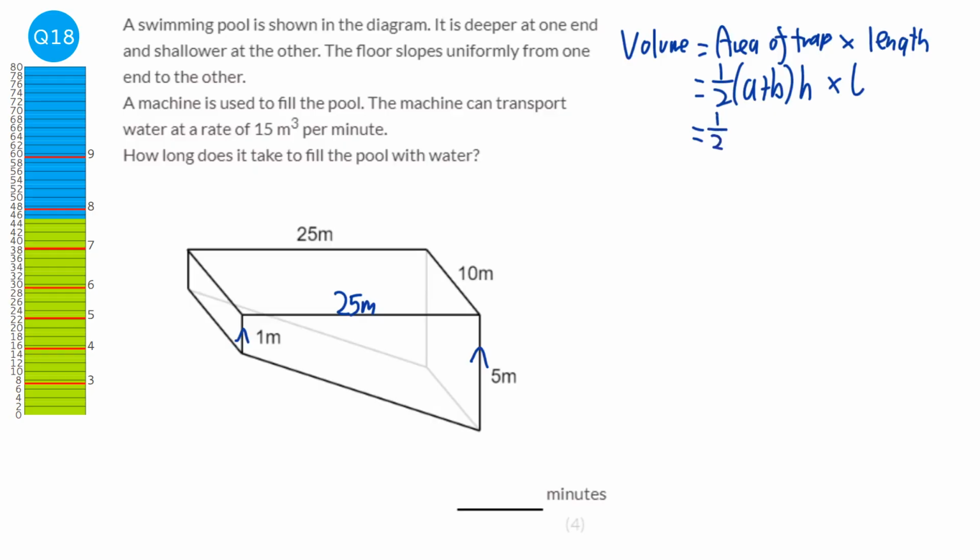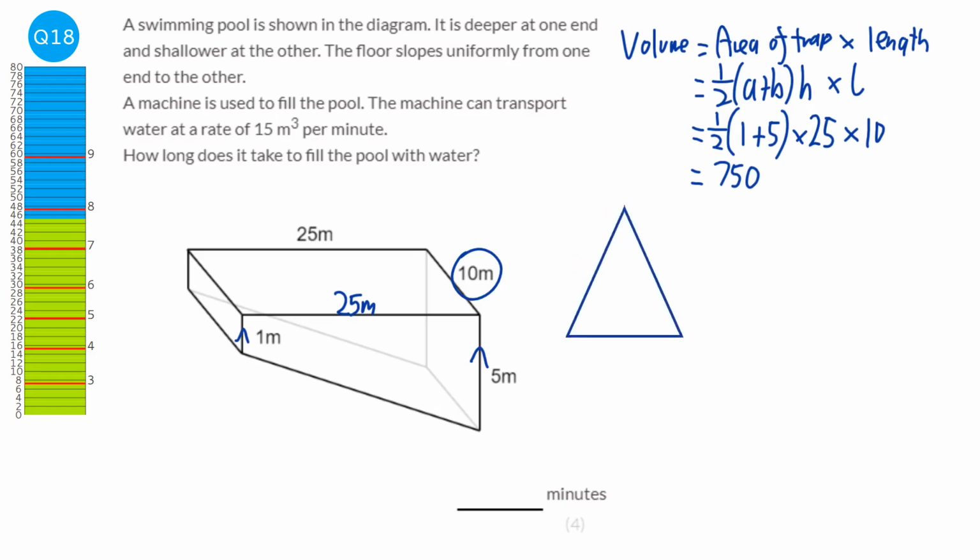So it's going to be half, and then we're going to add 1 and 5, times that by 25. The length is how 3D it is, so it would be that 10 there. So we're going to times that by 10. And that will give us 750. So it's 750 meters cubed. Now, there is a little formula we can make for the rate. So the rate of anything, for this, will be the volume gained over time.